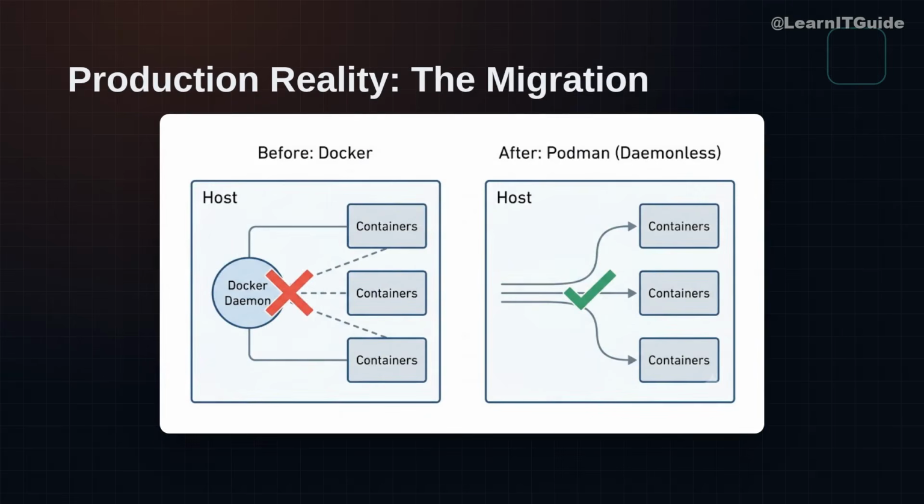Consider this. An e-commerce platform was hitting massive scale during a flash sale. Their Docker daemon was acting as a bottleneck. Every time the daemon spiked, every container on the host stalled. They moved to Podman, removed the daemon, and the stability issues vanished. That is the real impact of architectural choices.